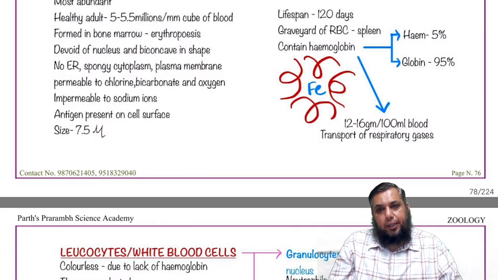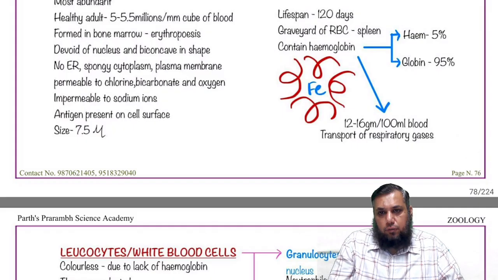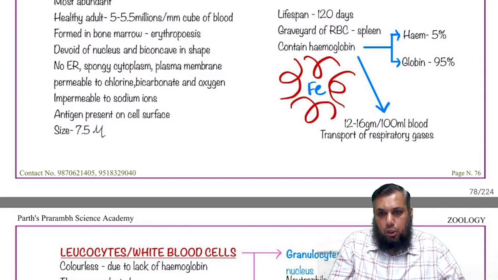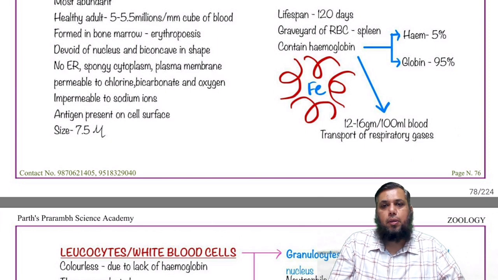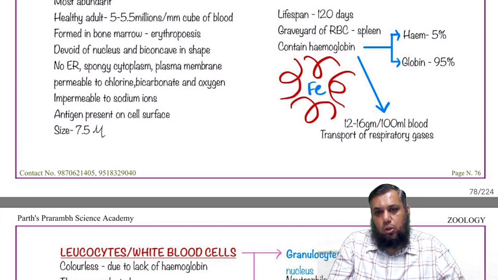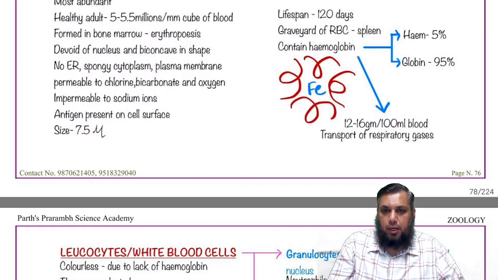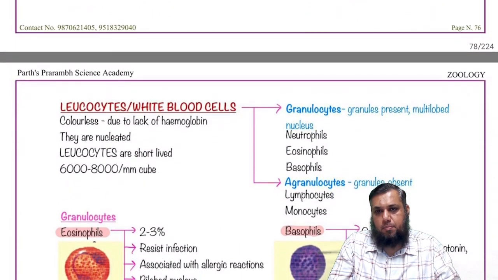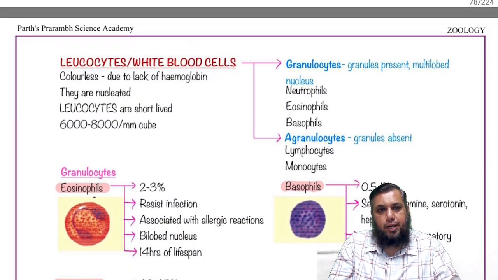A hemoglobin is a conjugated protein where 95% of it is a protein part called globin, and 5% of it is a prosthetic group which is called heme, which is an iron porphyrin pigment system, just like chlorophyll is a magnesium porphyrin pigment system. On an average, the healthy count of hemoglobin in an adult should be about 12 to 16 grams per 100 ml of blood. And the job of the red blood cell is to bring about the transport of respiratory gases, mainly oxygen, followed by carbon dioxide.